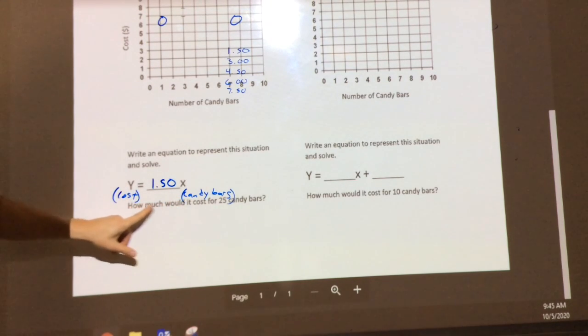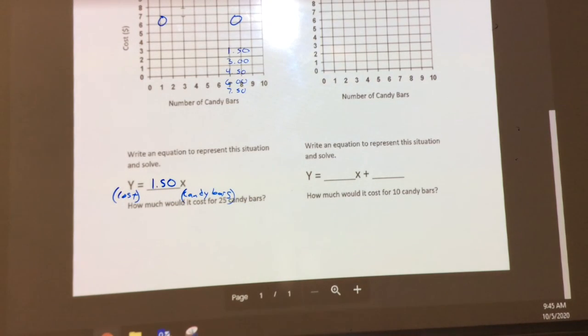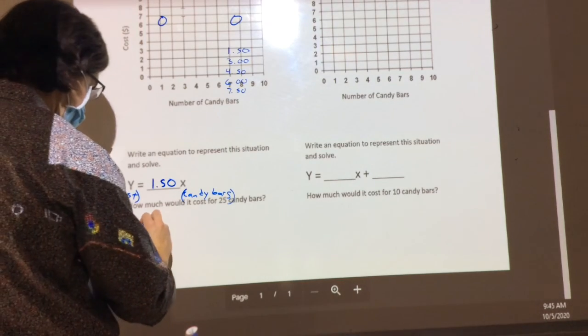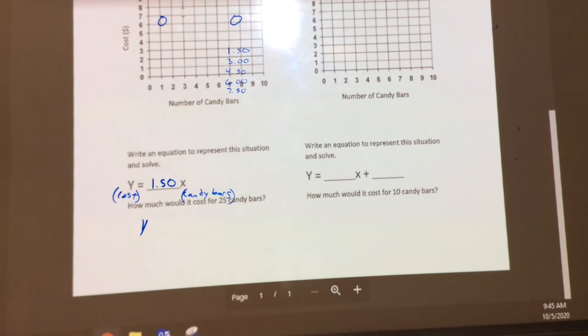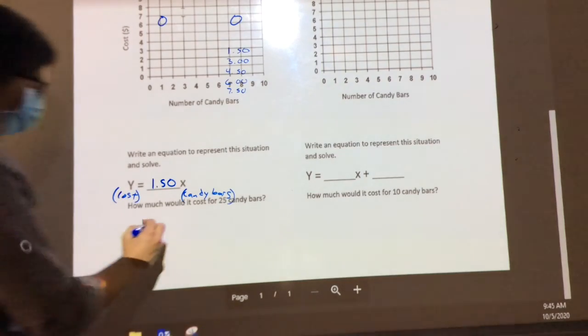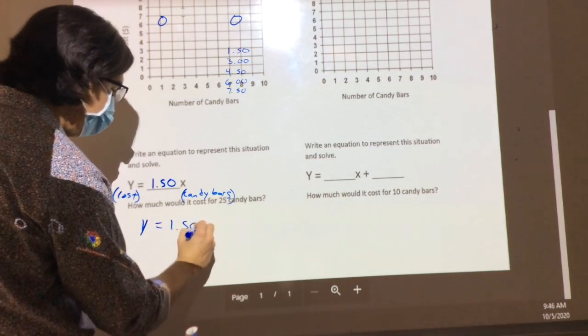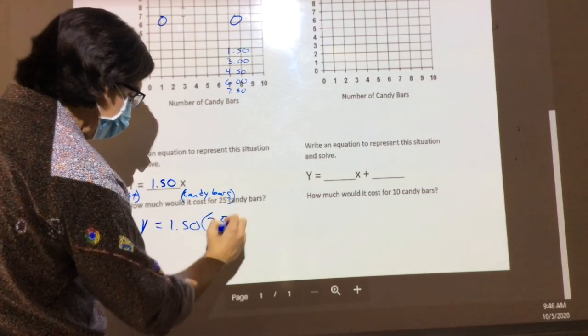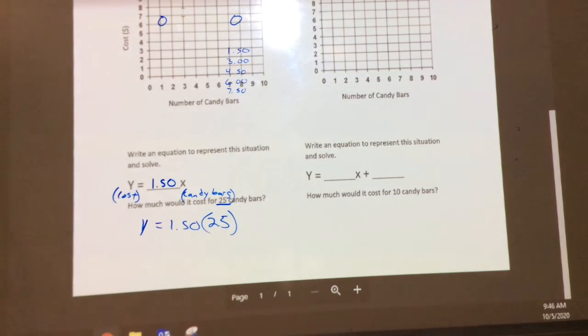So then my question to you is this: how much would it cost for 25 candy bars? Well, let me show you how we write that equation out. Y, what does y equal? The cost. Lana? Total cost, nope, total cost is y, right? Is equal to 1.50 times the number of candy bars, and we're looking for 25 of them. So if you did 25 times $1.50, please do that now, and let me know what you get.